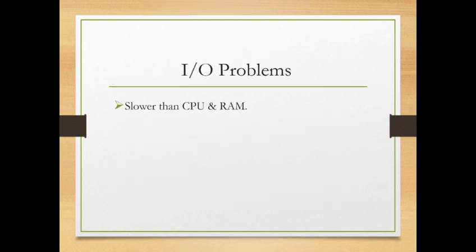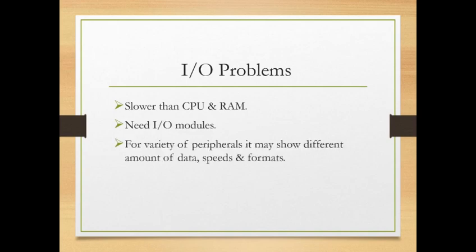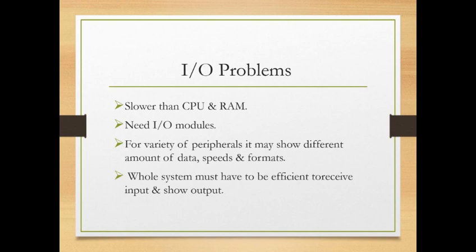Now further speaking about input-output problems, it is slower than CPU and RAM. It needs input-output modules. For a variety of peripherals, it may show different amounts of data, speed and formats. The whole system must be efficient to receive input and show output.